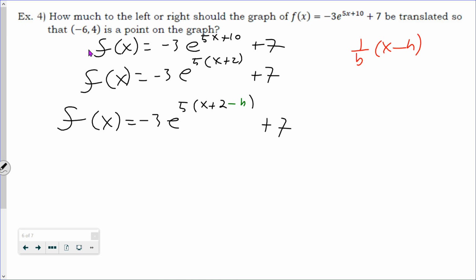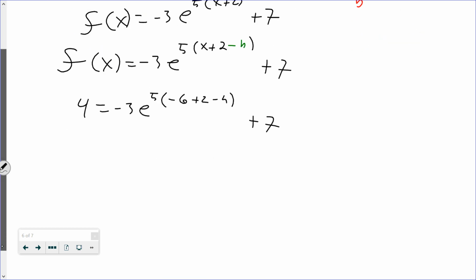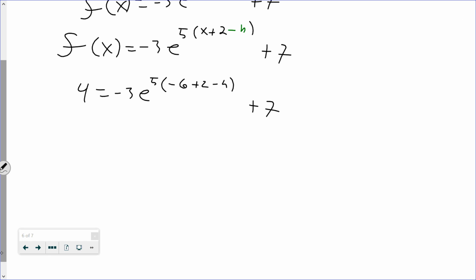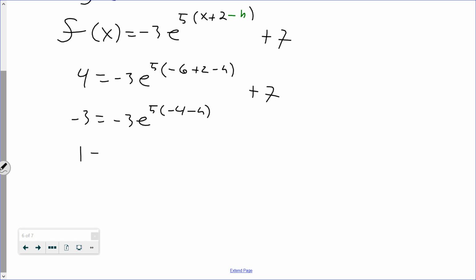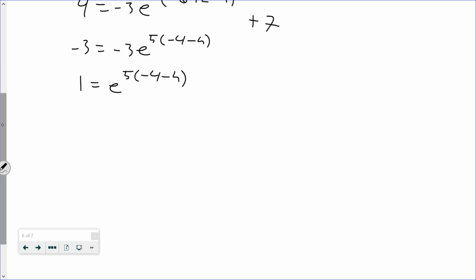From here, I'll put in the point negative 6, 4, and I get that 4 equals negative 3 e raised to the 5 times negative 6 plus 2 minus h, all plus 7. Now we solve for h. Subtract the 7 over: negative 3 equals negative 3 e raised to the 5 times negative 4 minus h. Divide both sides by negative 3, so we get 1 equals e to the 5 times negative 4 minus h. And just like before, 1 is the same thing as e to the 0, so e to the 0 equals e to the 5 times negative 4 minus h.